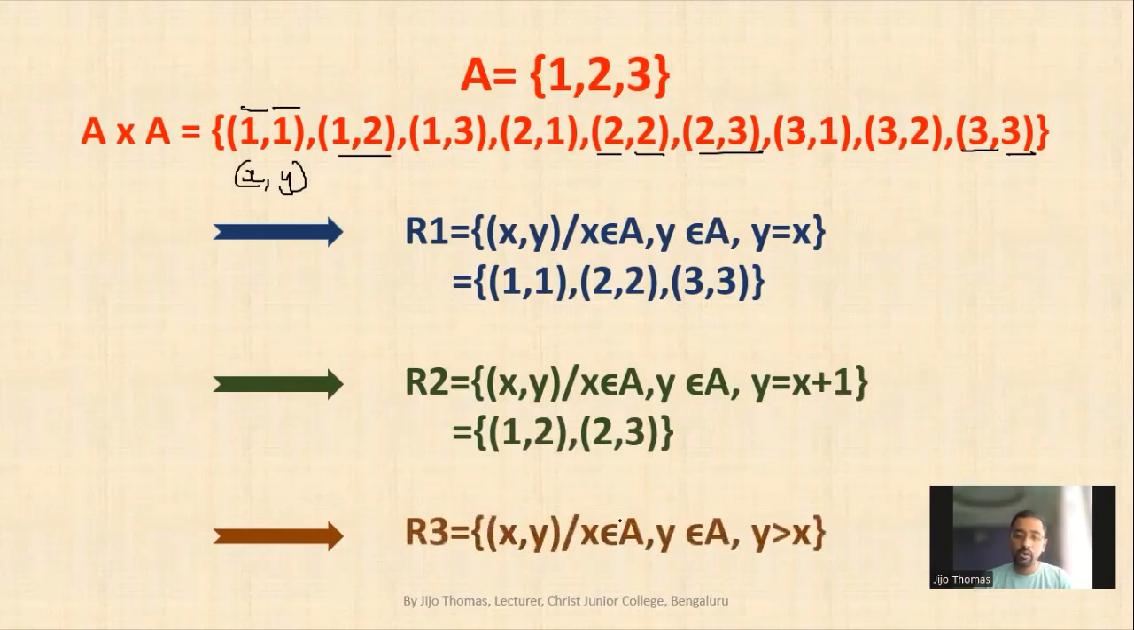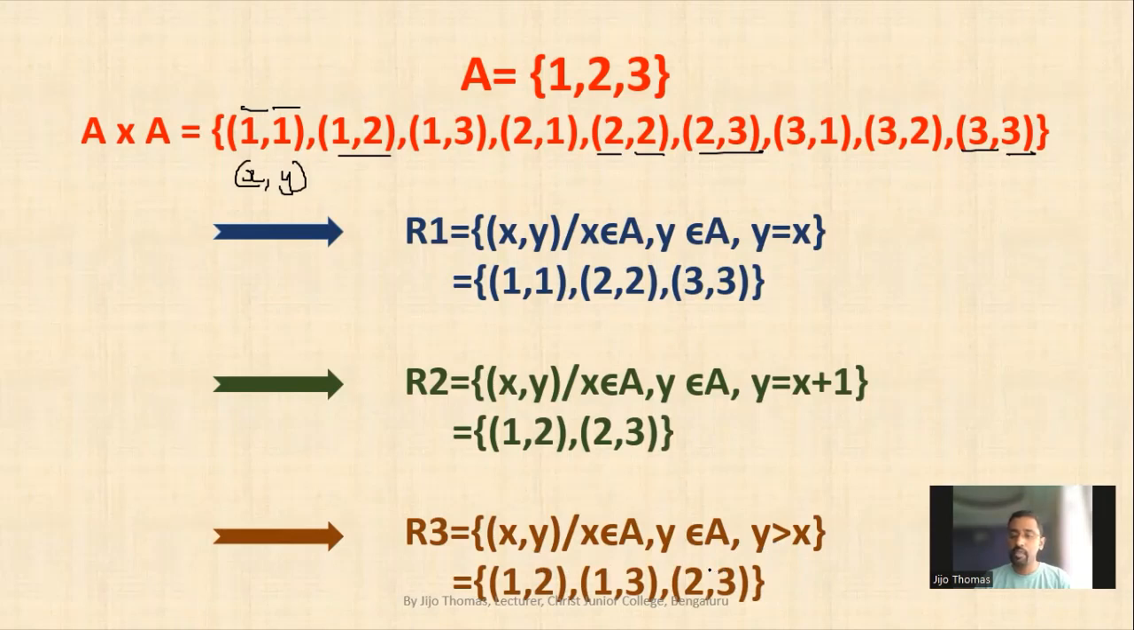Similarly, one more example, y greater than x. Which are the elements which satisfy the condition? The second element is your y, the first element is your x. So the second element should be more than the first element. The elements which satisfy that condition in the set A cross A are (1, 2), (1, 3), (2, 3).